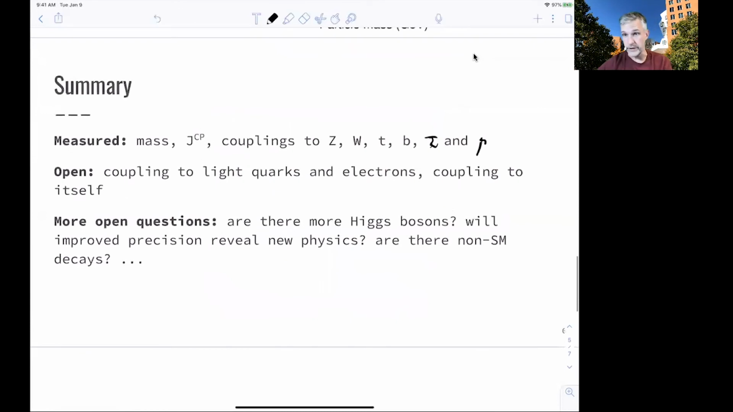All right, in summary, again, this is a very high level summary. So we measured the mass, we measured the spin and CP of the Higgs boson. We measured the coupling to the Z, the W, the top, the bottom, the tau, and the muon. We have not been able to measure the coupling to lighter quark masses, strange, charm, up and down. We have not been able to measure the coupling to the electron. That would be spectacular. And we have not measured the coupling to itself.